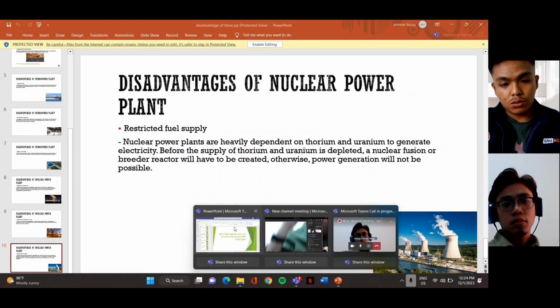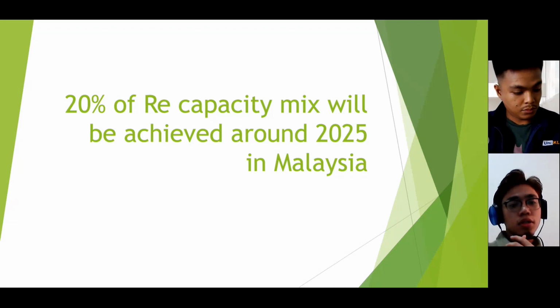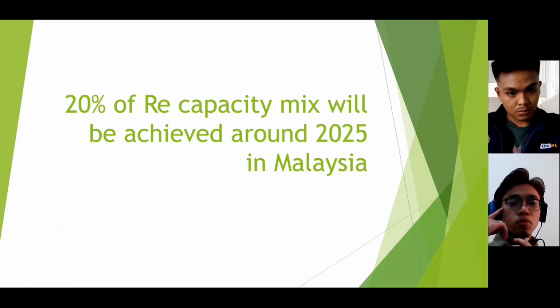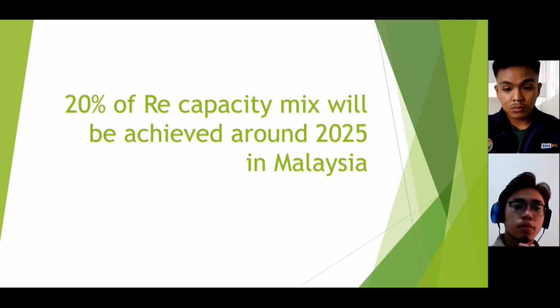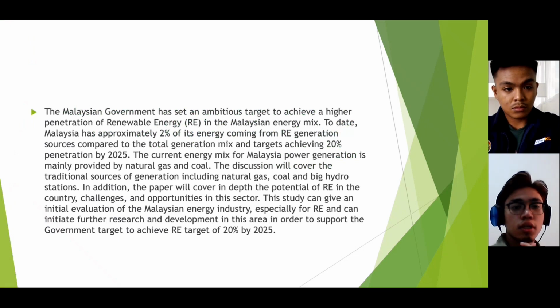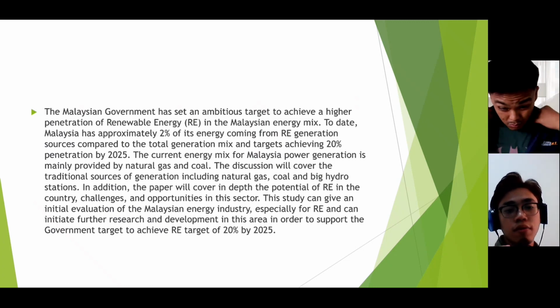So then we go to the second task. The second task is that 20% of renewable energy capacity mix will be achieved around 2025 in Malaysia. The Malaysian government has set an ambitious target to achieve a higher penetration of renewable energy in Malaysia's energy mix. To date, Malaysia has approximately 2% of its energy coming from renewable energy generation sources compared to the total generation mix, and targets achieving 20% penetration by 2025.